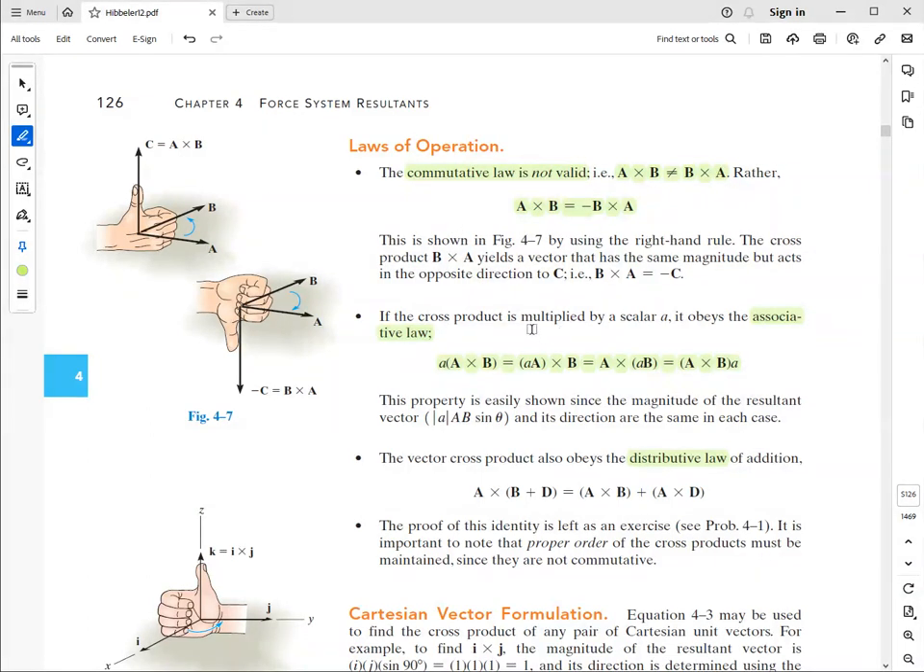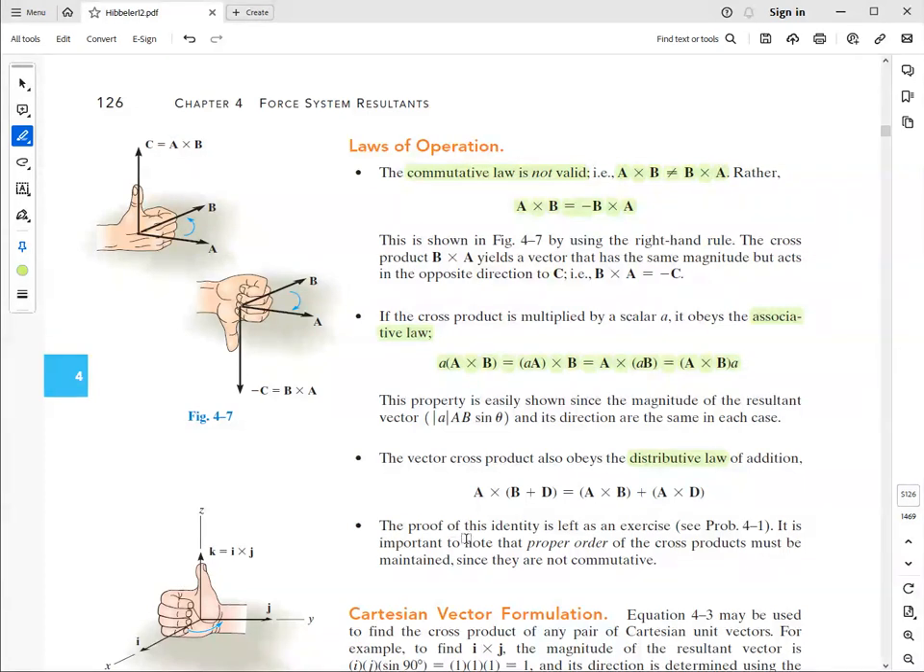They're not commutative, so A cross B is not B cross A. Rather, A cross B is negative B cross A. If we multiply with a scalar, that's associative, so I can take a scalar and multiply just vector A, or I can multiply just vector B, and then do the cross product. Or I'll multiply the scalar to the left or to the right. So I evaluate the cross product and then multiply by that constant.